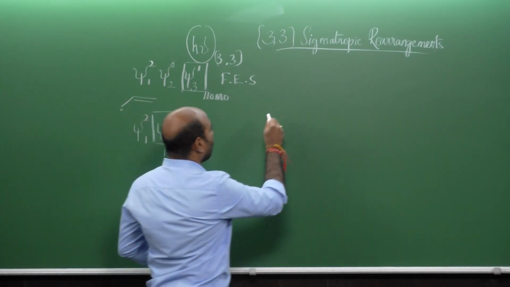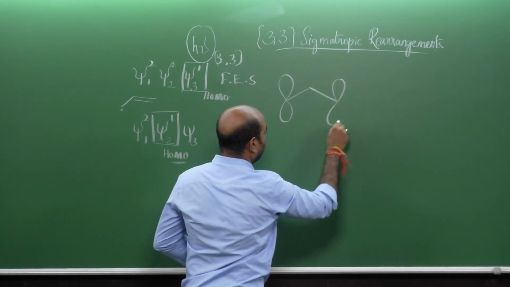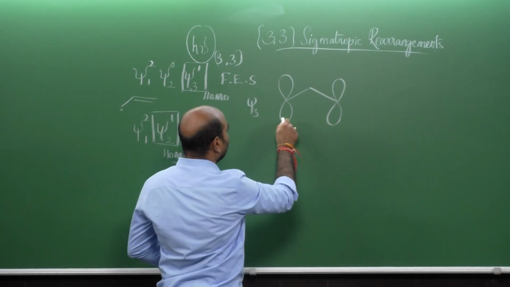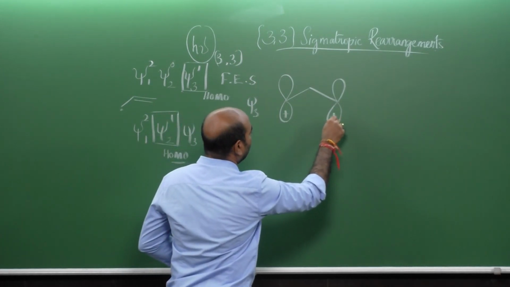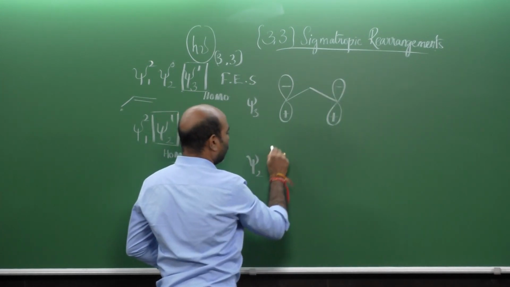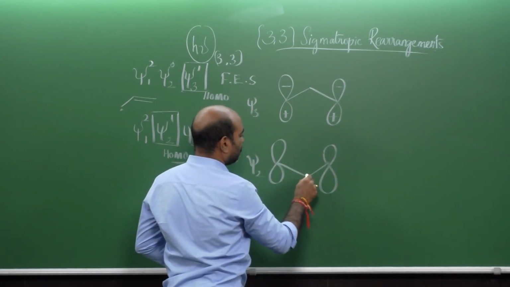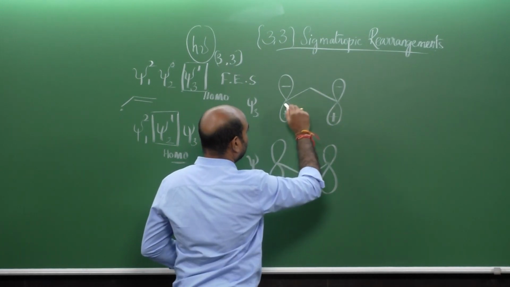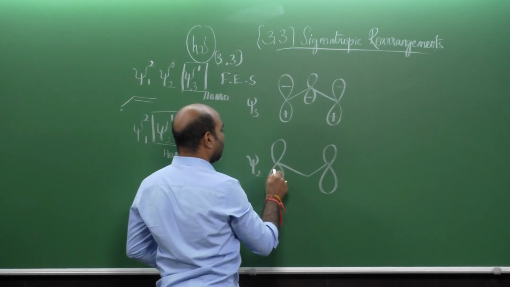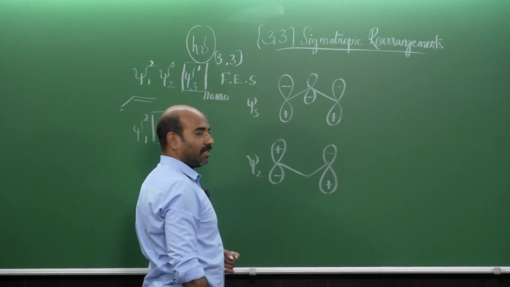So how do these molecular orbitals look? Psi3, which is the HOMO for the first partner, is an odd molecular orbital, so the wave functions will be the same. Psi2 will be the HOMO for the other one. Right, this is the Psi2, so opposite wave functions will be seen.